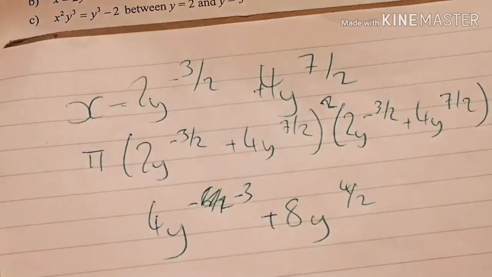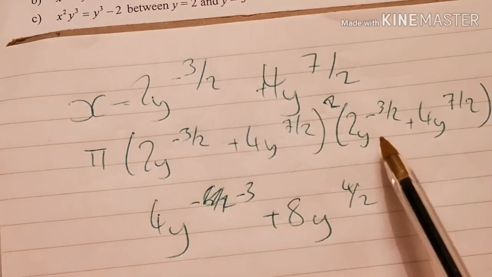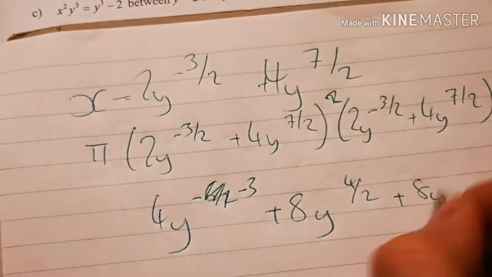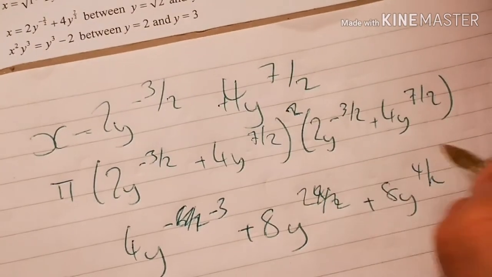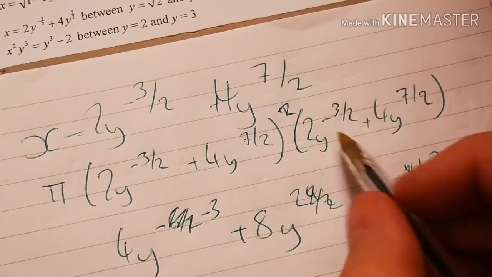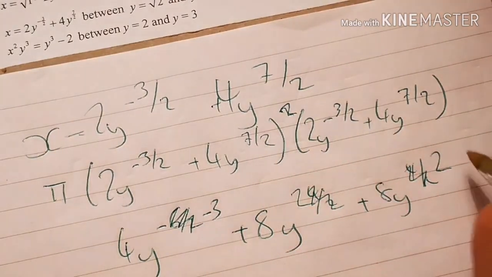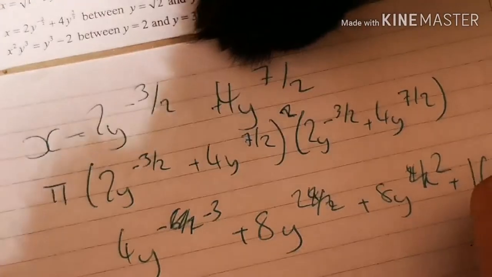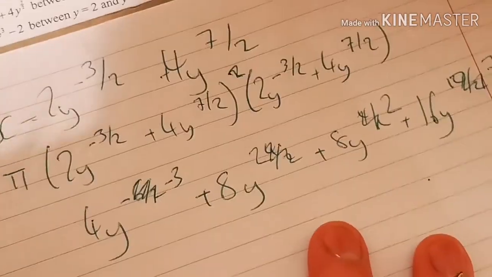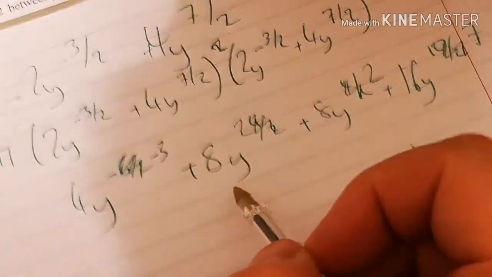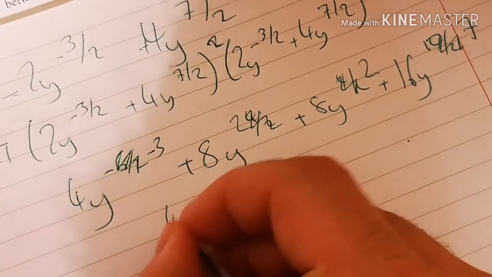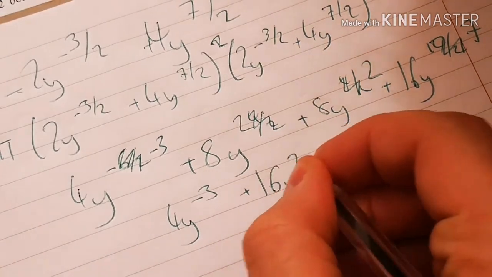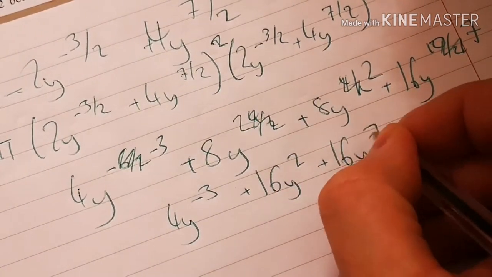And we're doing the same here. I'm doing this 4y to the power of 7 halves, times exactly the same thing we just did, but 2y to the power of minus 3 halves, which is plus 8y to the power of 4 halves. Oh, sorry, this is clearly 2, and this is clearly 2 again. Okay, last one is 4y to the power of 7 halves times 4y to the power of 7 halves. 4 times 4 is 16. y, 7 and 7 is 14 halves, which counts down to 7. Now I've got to see if I can put these two middle terms together, so let's just do it anyway. So we've got 4y to the power of minus 3 plus 8 plus 8 is 16y squared plus 16y to the power of 7.